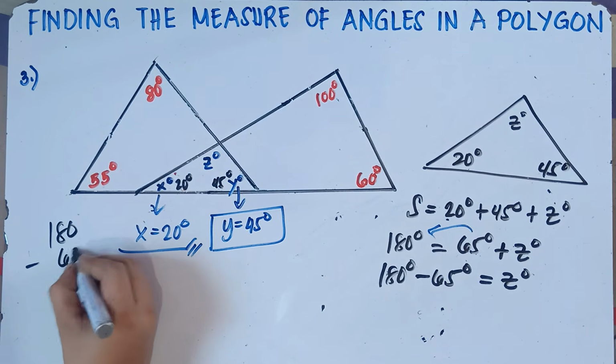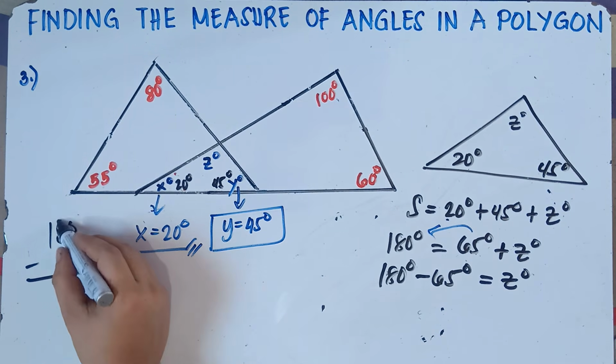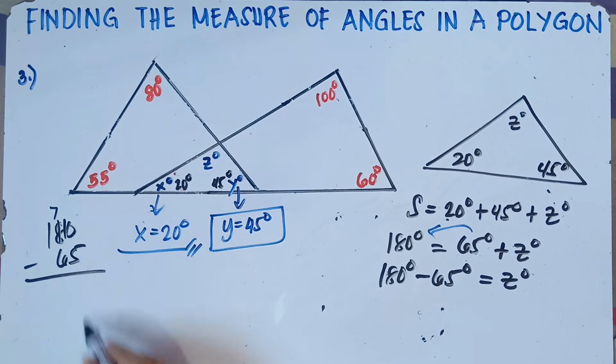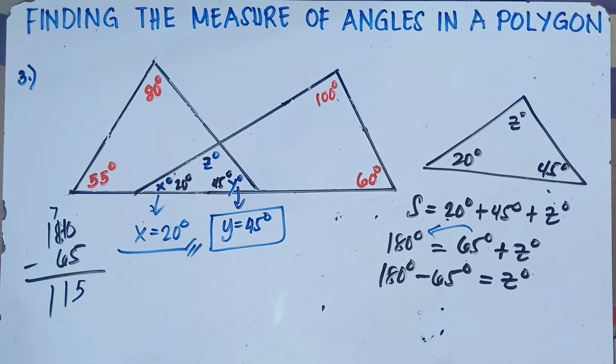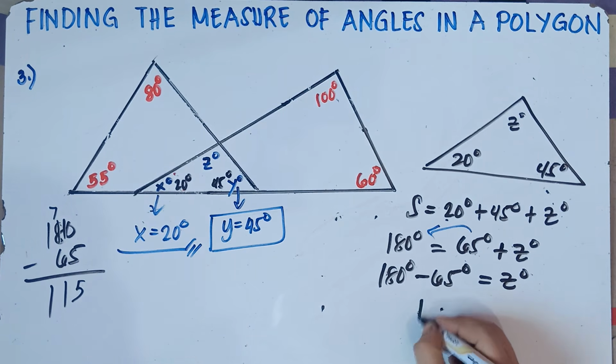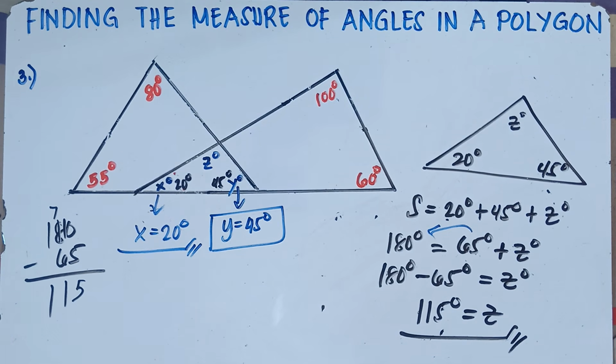180 minus 65. So 0 minus 5, that cannot be. Borrow 1, this becomes 7. This becomes 10. 10 minus 5 is 5. 7 minus 6 is 1. Bring down 1. This will be 115. So 115 degrees for z. So z is equal to 115 degrees.